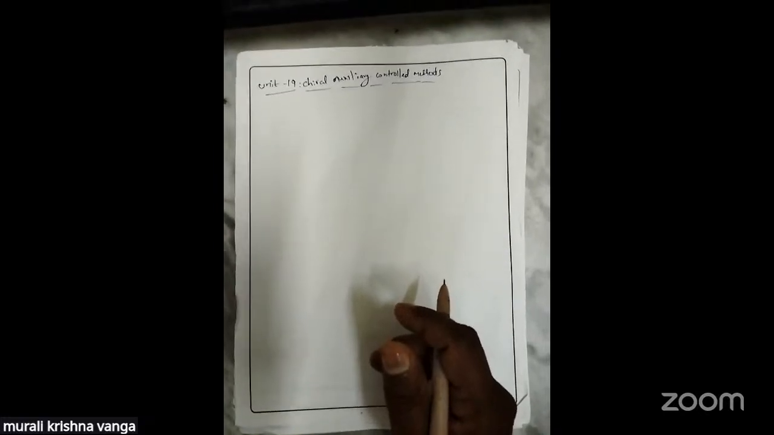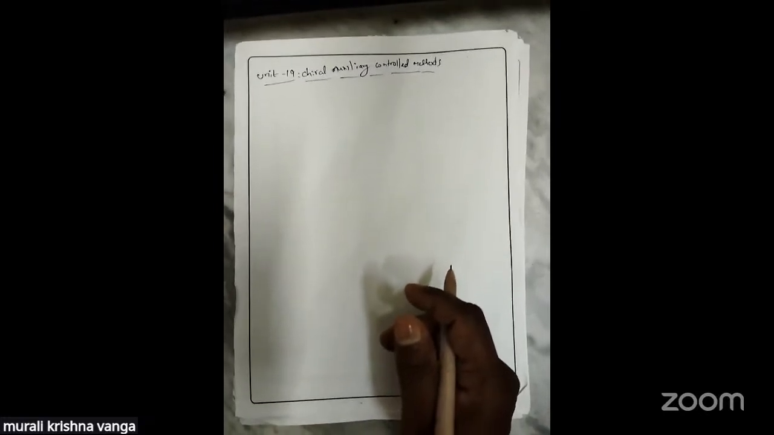Good afternoon, students. Today we are going to paper 6, unit 19, chiral auxiliary controlled methods.